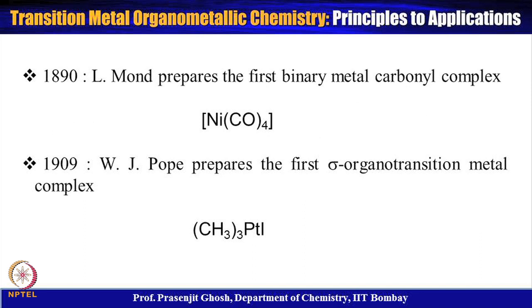In 1890, Mond prepared the first binary metal carbonyl compound in the form of nickel tetracarbonyl. This compound is very toxic and has to be handled with care. This discovery led to the formation of a big chemical company which later came to be known as ICI.